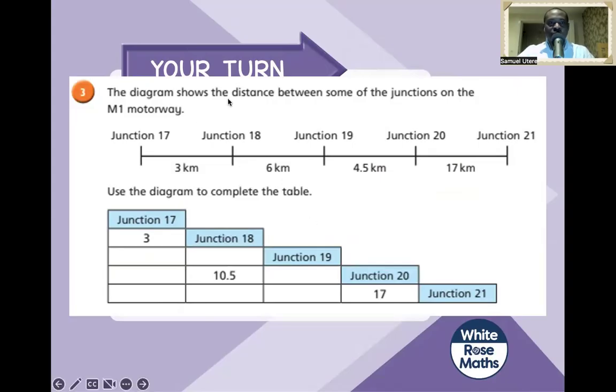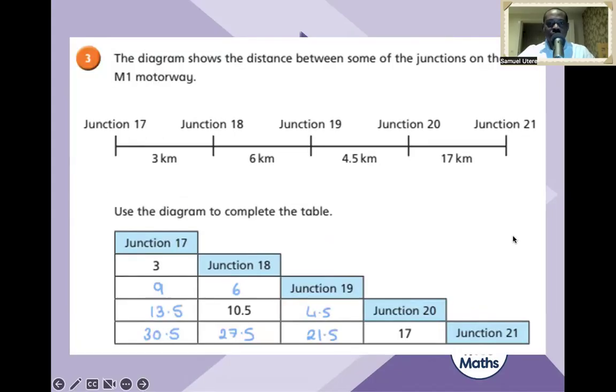So here you ask, the diagram shows the distance between some of the junctions on the M1 motorway, right? I'm sure you know the M1 motorway in England. You ask, use the diagram to complete this table. Okay, so if you use the diagram, from junction 17 to junction 18, you can see that is 3 kilometers. All right, so here are the answers. You can mark your work, celebrate your success.